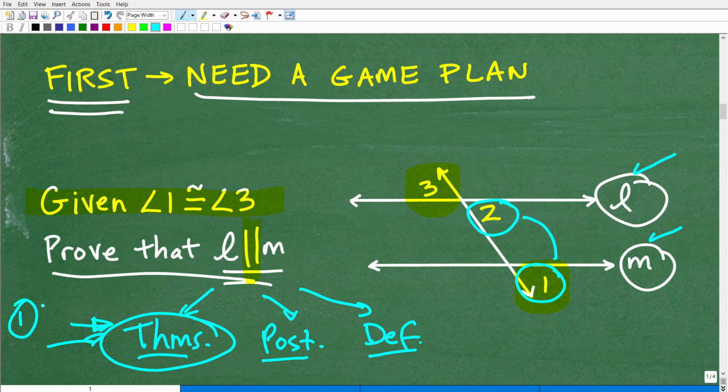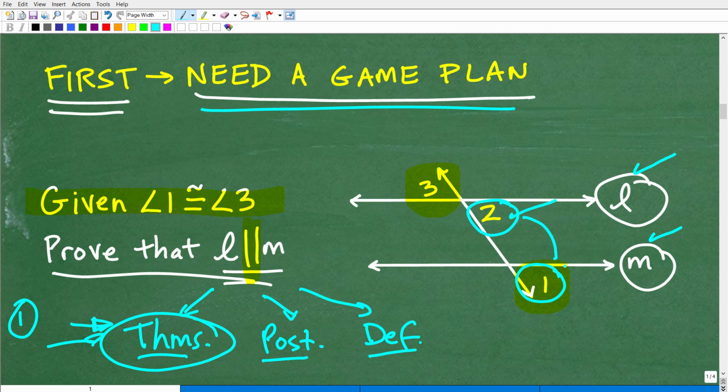It's going to be categorized, but you're going to have some sort of theorem that you learn that says, if you have a transversal and two lines and corresponding angles are congruent, well, that is telling you that the lines are indeed parallel. So that's what we want to shoot for.